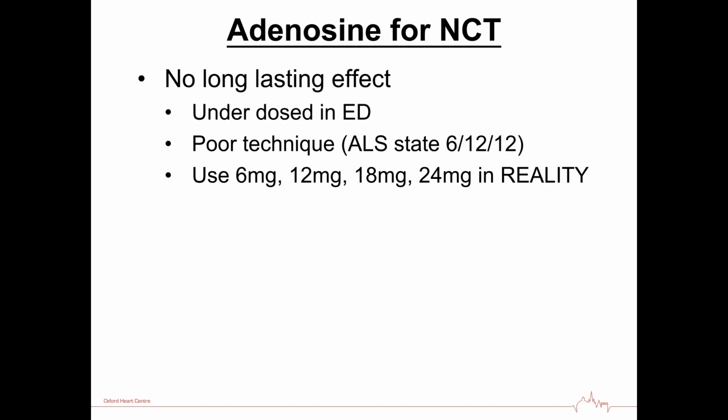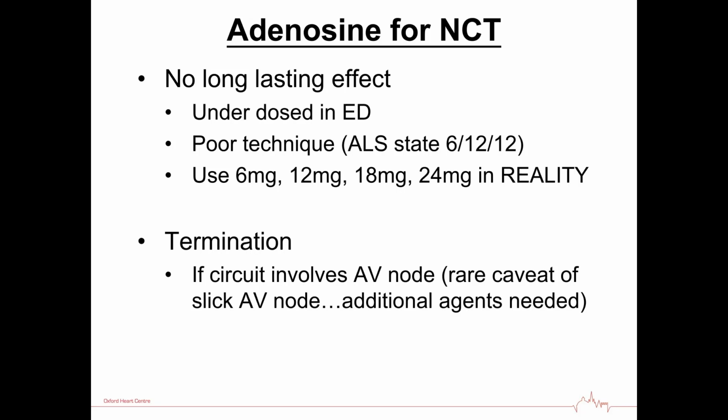Generally 6 and 12, if it's slowed the rhythm but not completely worked, you need to go up higher, so 18 and 24. I agree, once you get to 24, you may start to feel uncomfortable. Do call us as cardiologists. So what will it do to a narrow complex tachycardia? If the rhythm involves the AV node, it will terminate it.